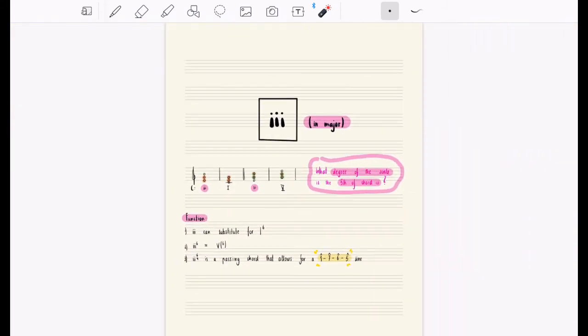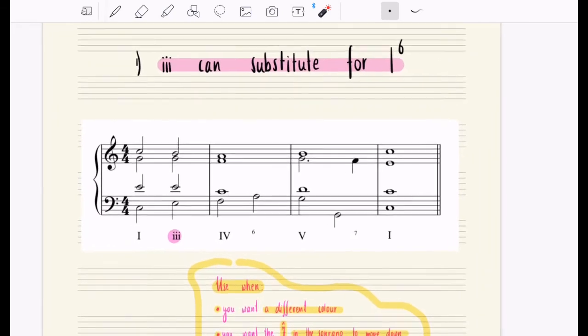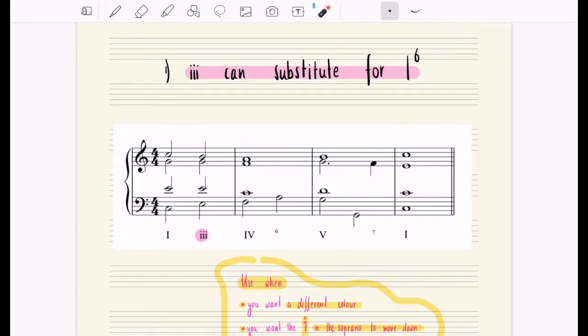Okay, let's now talk about each of these inversions in detail. First, root position. As we just said, 3 can substitute for 1-6, and we can see a chord progression here. We start on chord 1 in C major. Then, in the second measure, we have a predominant area. Then in the third measure, we have the dominant area, and then we have the resolution to the tonic.